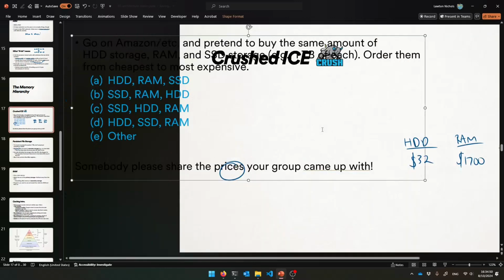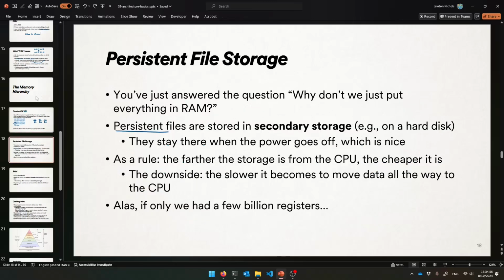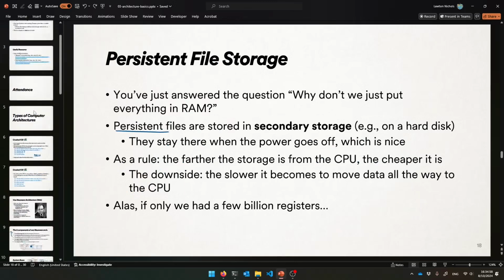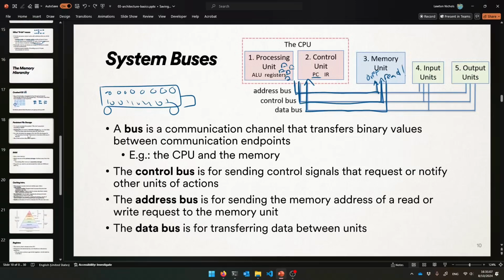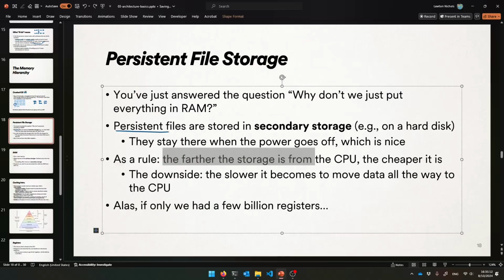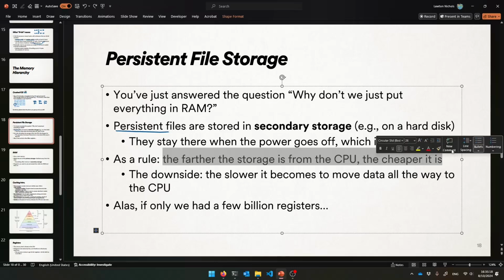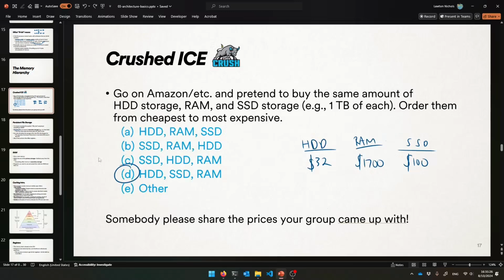And also, these SSDs and HDDs are connected but they're far away from the processor. It takes a long time to talk to them, and we'll talk numbers soon. A general rule is the farther the storage is from the CPU, the cheaper it is. So the memory that registers inside the CPU use is ridiculously expensive, more expensive than RAM. RAM's a little bit closer; it's faster to talk to.